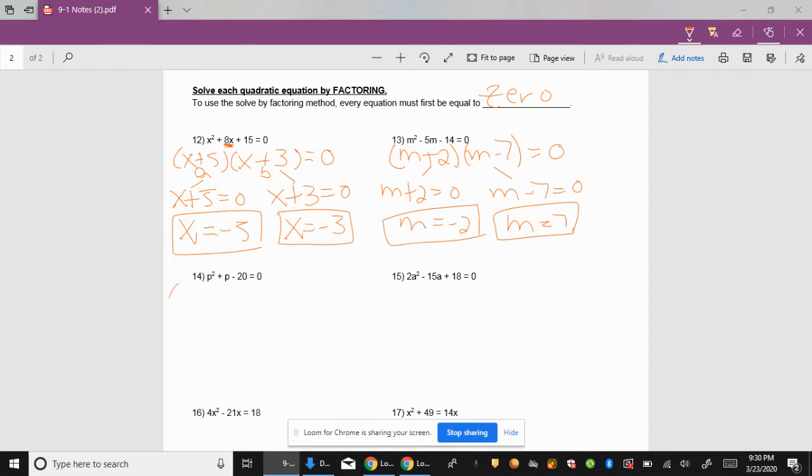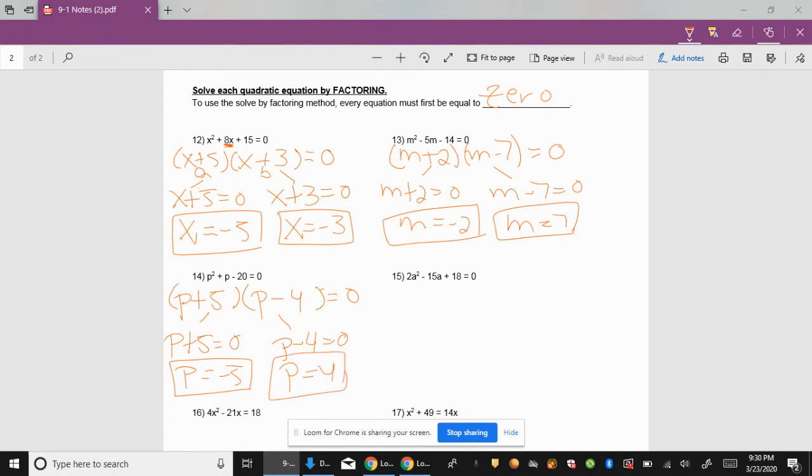Okay, and again, hopefully you actually did try it on your own. This is p plus 5 and p minus 4. Set these equal to 0. So I get negative 5 and positive 4.